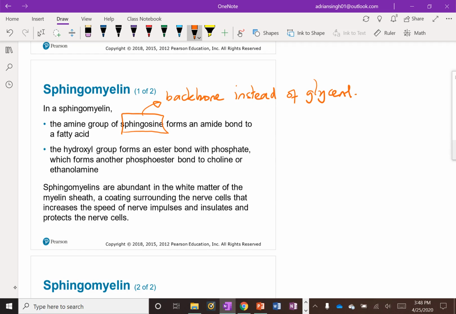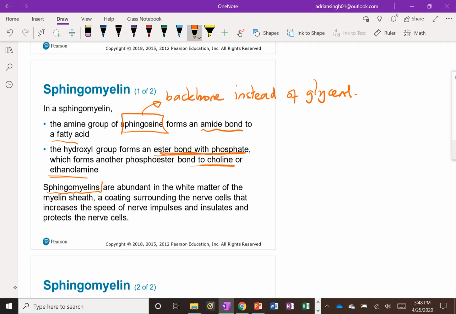And then what that actually does is it forms an amide bond to a fatty acid, not an ester bond. And then the hydroxyl group from sphingomyelin forms an ester bond with a phosphate, which then forms another ester bond to an amino alcohol like choline or ethanolamine.